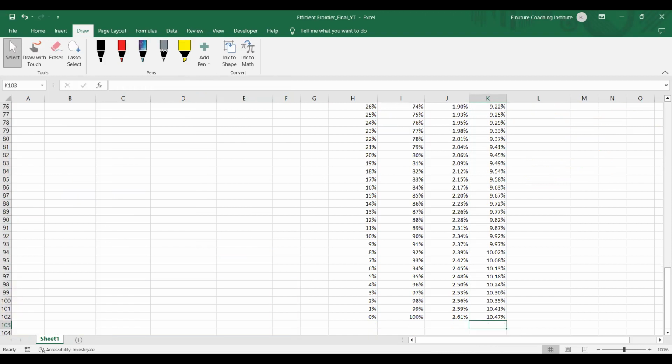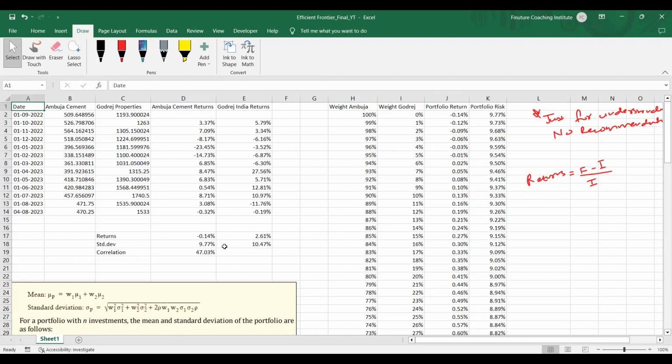Yeah. So if you notice now, it's matching with returns and standard deviation of Godrej Properties when we invest 0% in Ambuja and 100% in Godrej Properties. So returns and standard deviations are matching with Godrej Properties, 2.61 and 10.47.